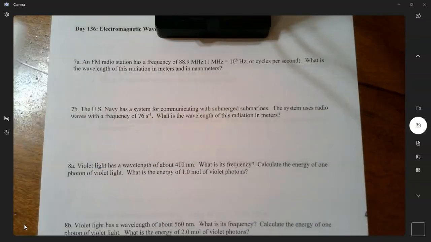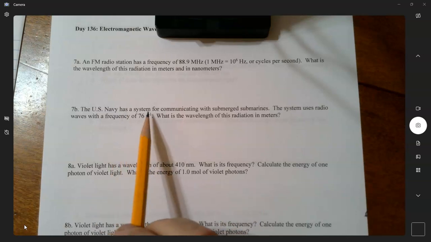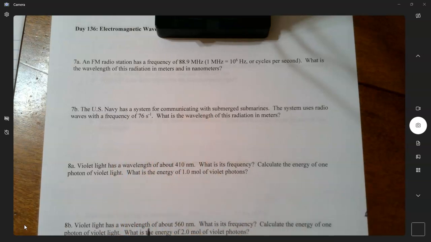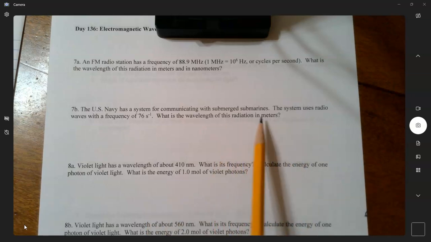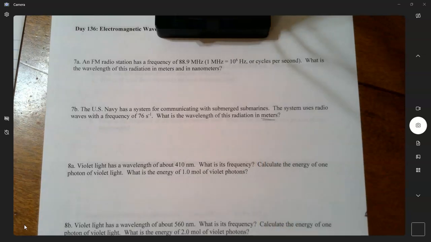All right. Now the next problem, 7B, is exactly the same. It's giving you a frequency. It's asking you for the wavelength in meters. Meters is good enough. I had some of you do it in nanometers as well. This one, just leave it in meters. Okay, we go on to 8A.